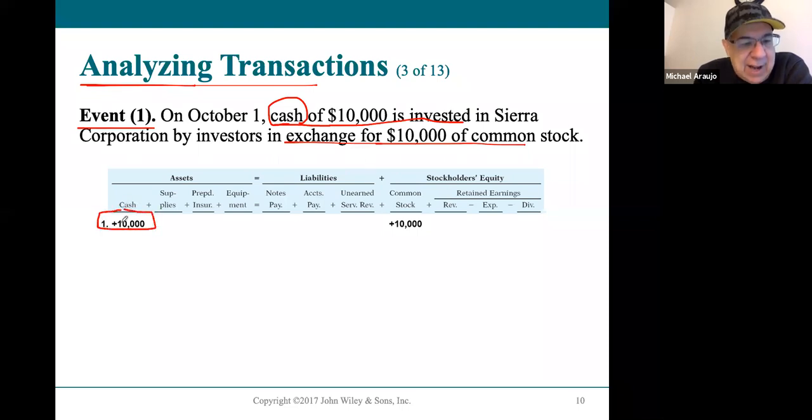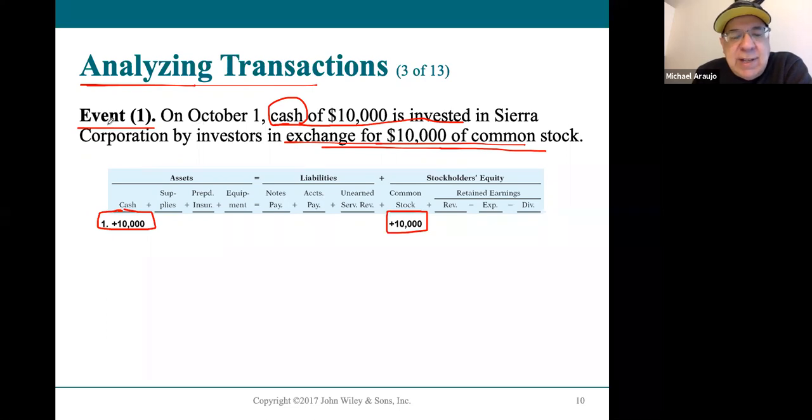This is not accounting, this is analysis. This is not how accounting is actually done. You're going to learn that in our next class. This is simply the analysis. $10,000 more in cash. How did the company get $10,000 more in cash? Well, because the owners now have $10,000 more of common stock. Common stock is a stockholders' equity account, and now there are more common stockholders by $10,000.